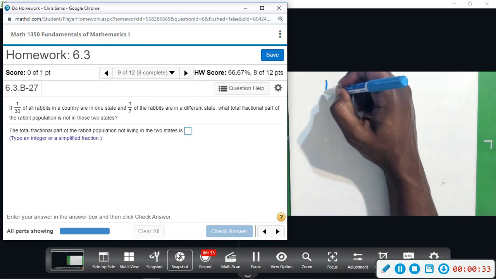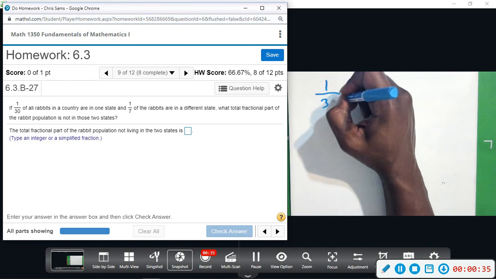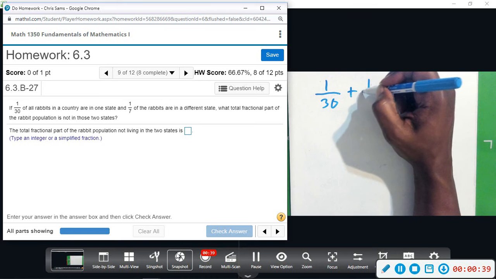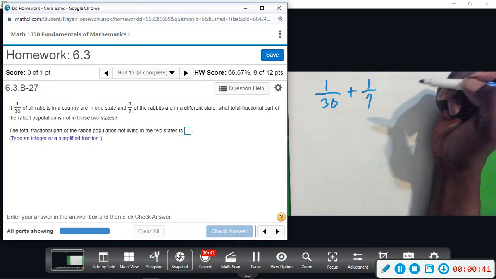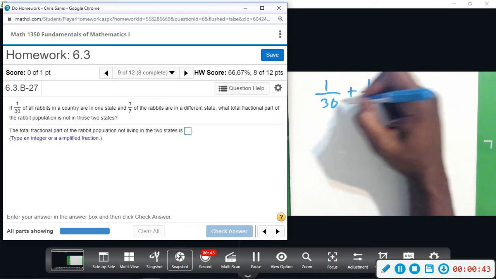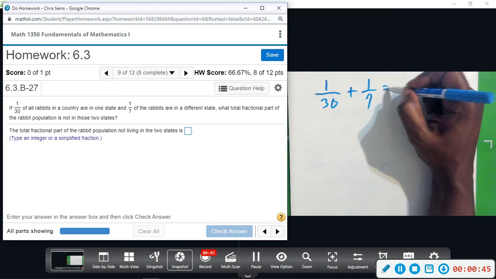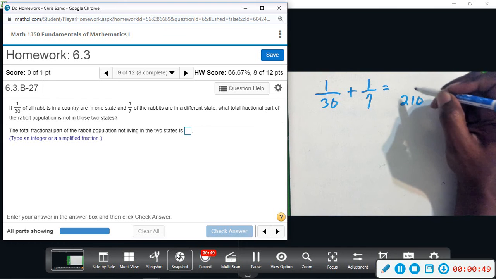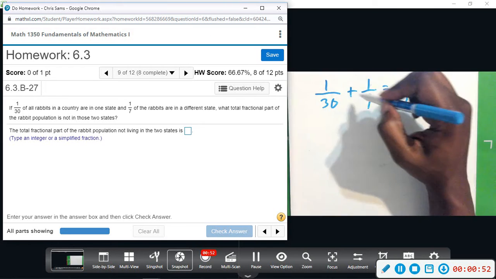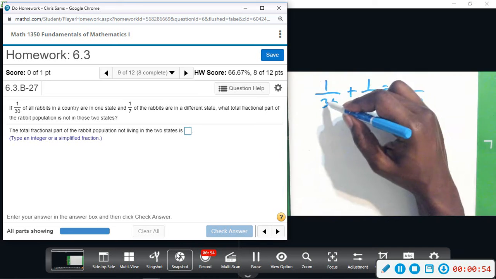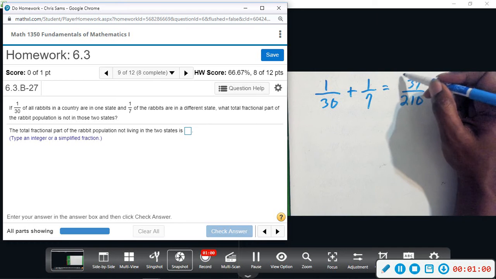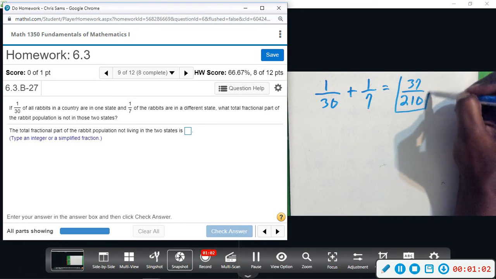So we're going to do 1/30 and add 1/7. We'll find out what these two parts are. So adding, I can just multiply the bottom, so that will give us 210, and then cross the top, so that'll be 7. 30 times 1 is 30, so 7 plus 30 will give us 37. Okay, so this is the fractional part of the rabbits in those two states.